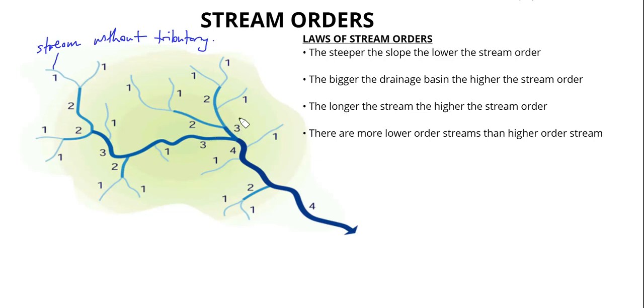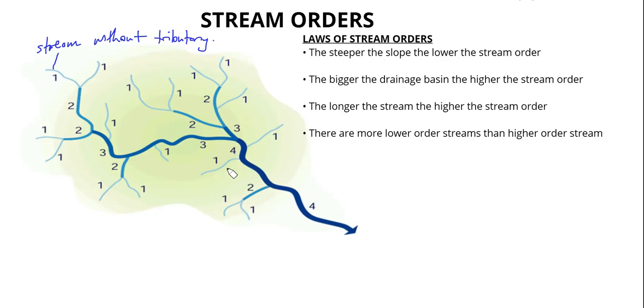But now when two stream orders, like stream order 3 and stream order 3, join, that's the one that will give us stream order 4. So always remember that when you've got stream order 3 and stream order 3 joining together, you have stream order 4. If you've got stream order 4 and stream order 3 joining together, it's still stream order 4. So we always take the highest stream order there.